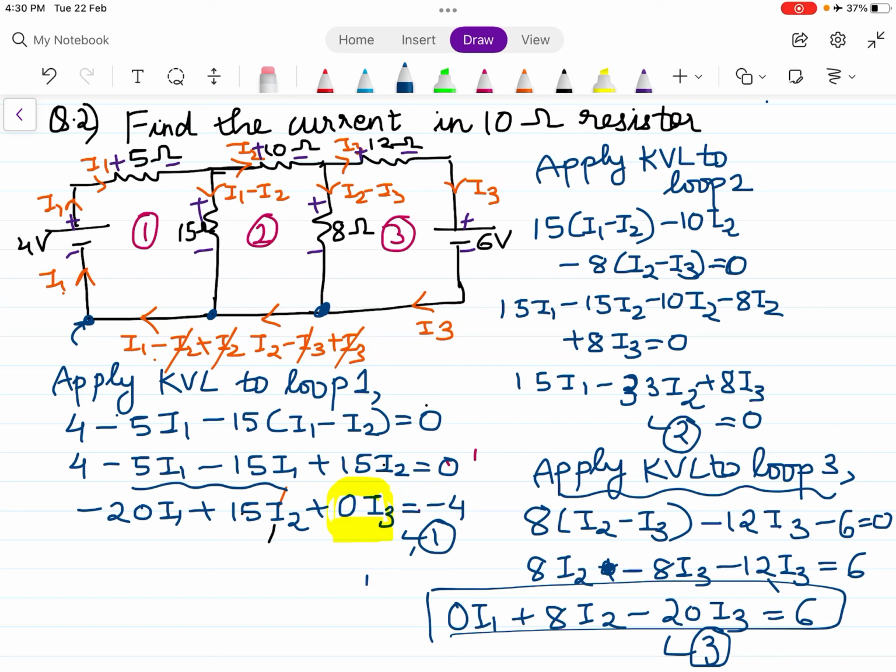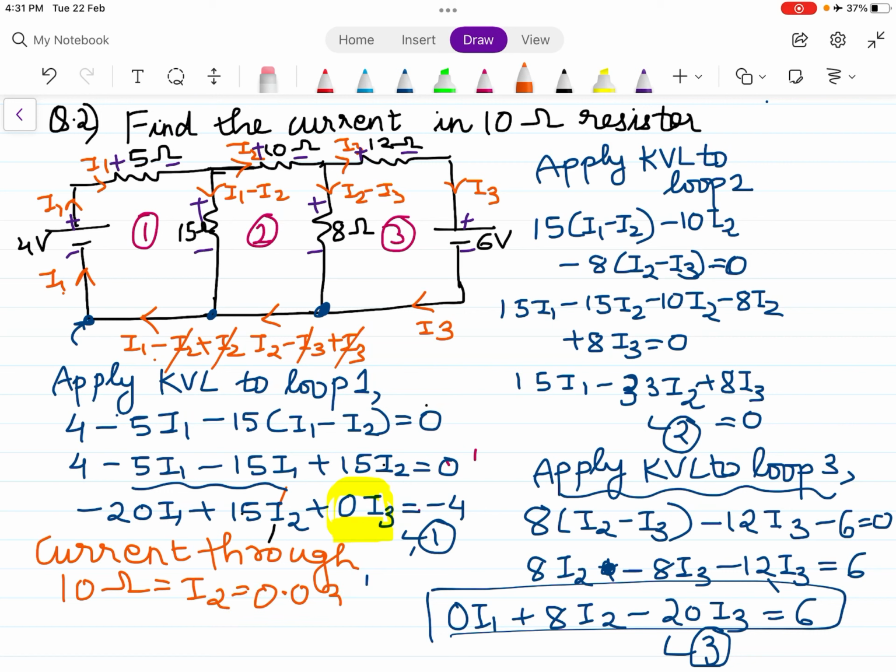So current through 10 ohms, they have asked. So we write here current through 10 ohms equal to I2, which is equal to 0.0323 amperes.